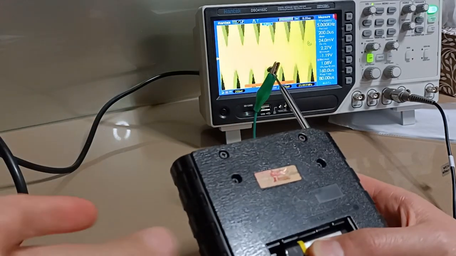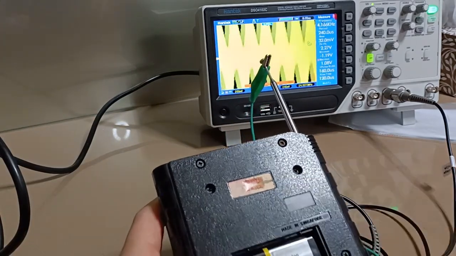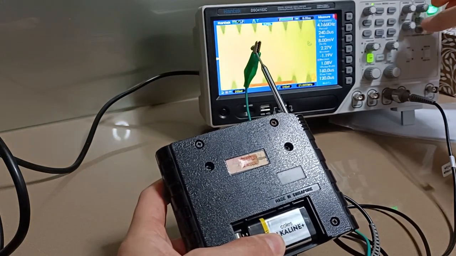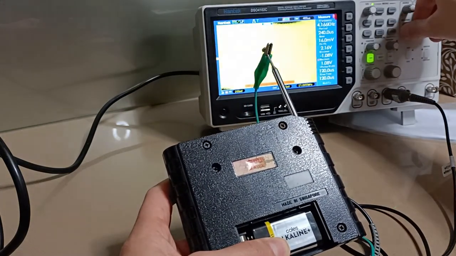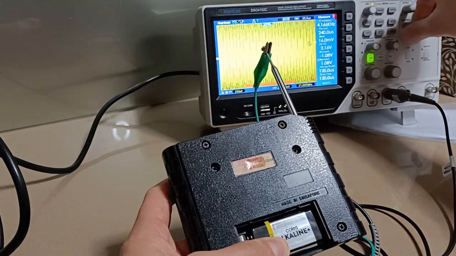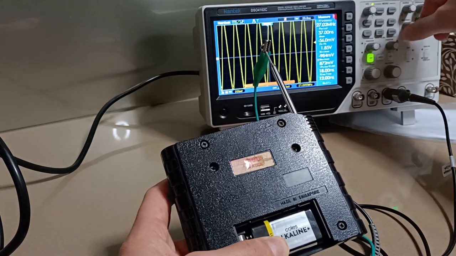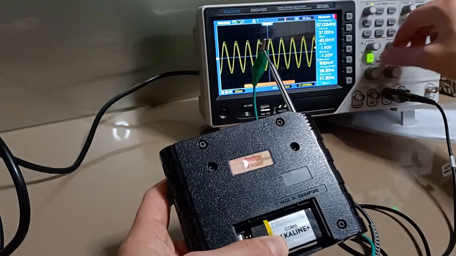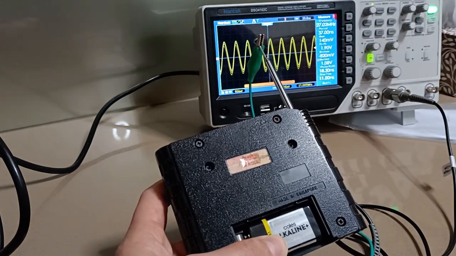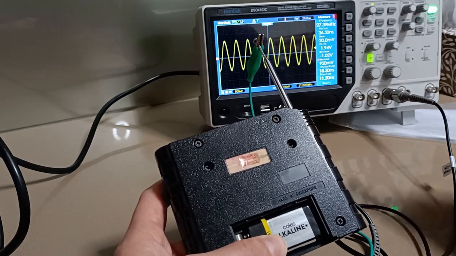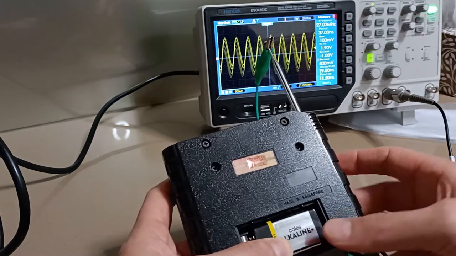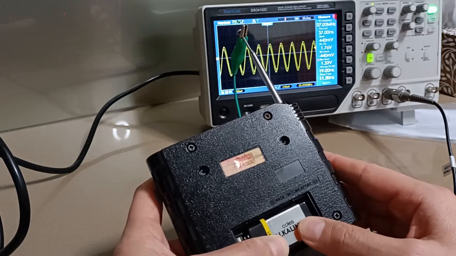Okay, there's definitely something happening. Let me just mess with the time domain. We'll adjust this as well. And we can see that we have 27 megahertz, which lines up with what the sticker says.